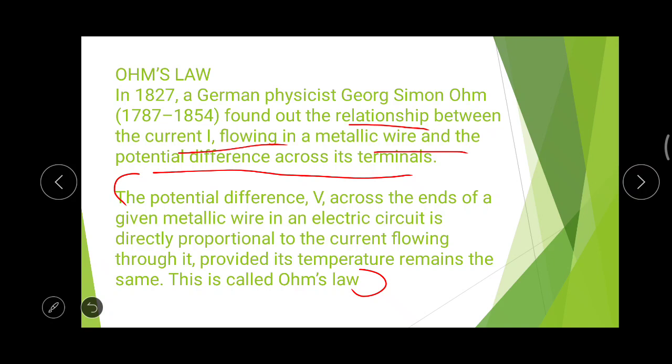And one condition is there: provided its temperature remains the same. If the temperature is varying, then Ohm's law will not be valid. So at constant temperature, the potential difference between the ends of the conductor and the current flowing through that conductor will be directly proportional to each other. So that is the condition. The constant temperature should be maintained. That is the statement.